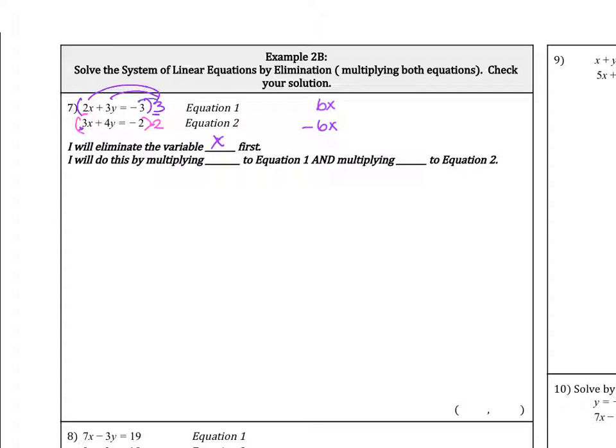So let's multiply the top. 3 times 2x is 6x, plus 3 times 3 is 9y equals negative 3 times 3 is negative 9. Then in the bottom equation, we'll distribute.